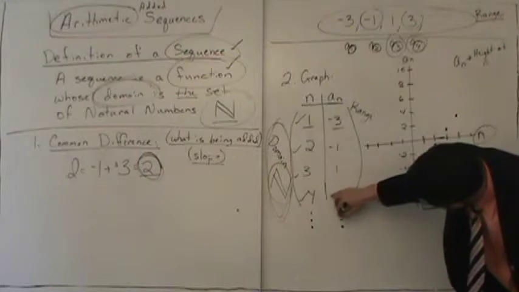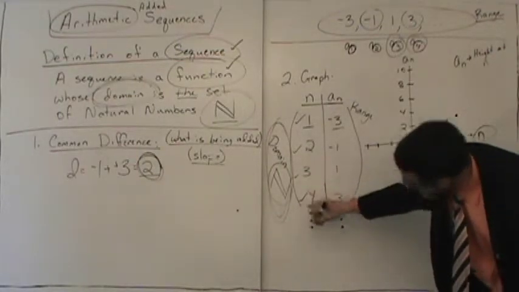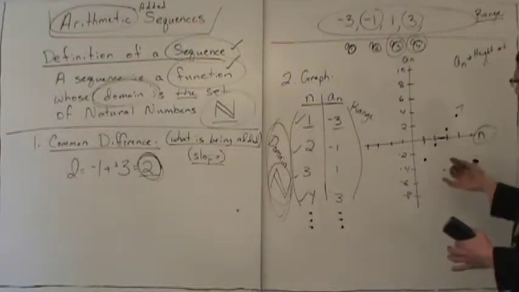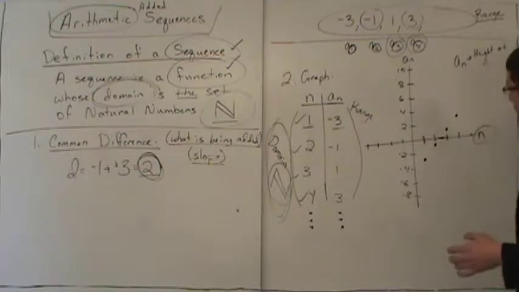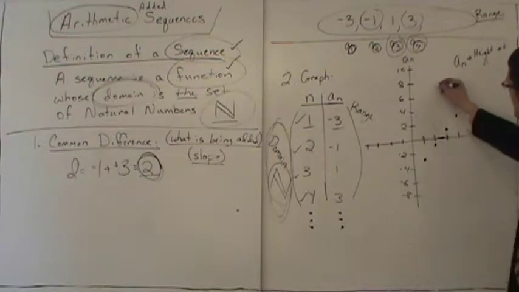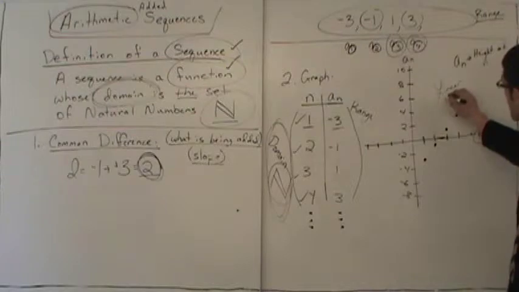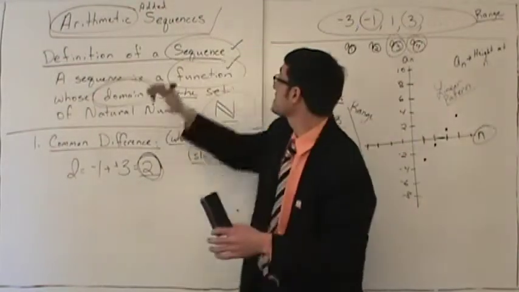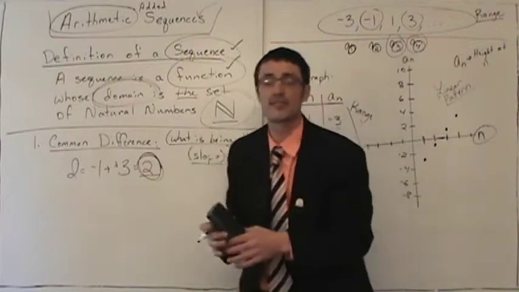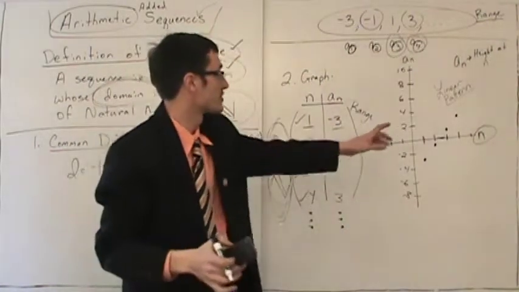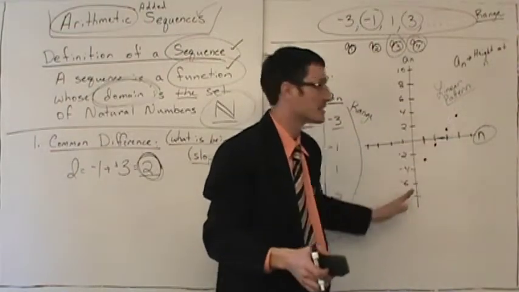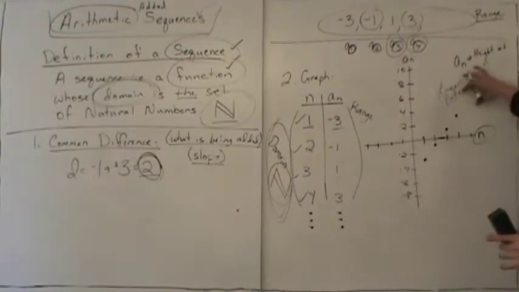The dot, dot, dot in the t-table indicates that this pattern continues forever. So think of the dot, dot, dot as representing an arrow on the graph. This is not a line, but we call this a linear pattern. We are going to use what we know about linear functions to investigate the arithmetic sequence. So everything you learn about linear functions will be used to study arithmetic sequences. This is a broken set of points that follow a linear pattern.